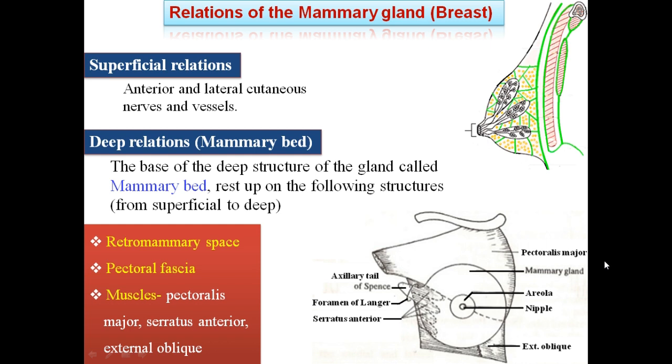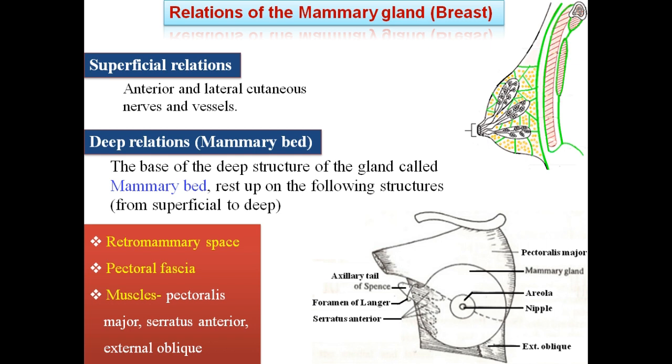Relations of the mammary gland. The superficial relations: the gland looks convex. It contains the skin, superficial fascia, and anterior and lateral cutaneous nerves and vessels. The deep relations are related to the base of the gland. You can see the base of the gland, which is concave in nature. The deep relations of the base are also known as the mammary bed.